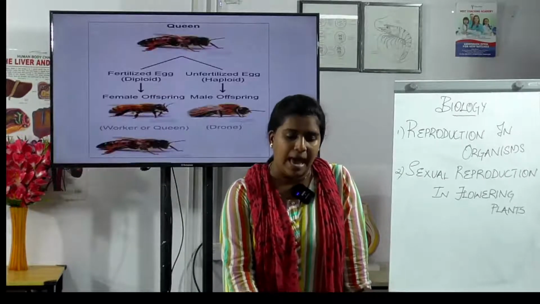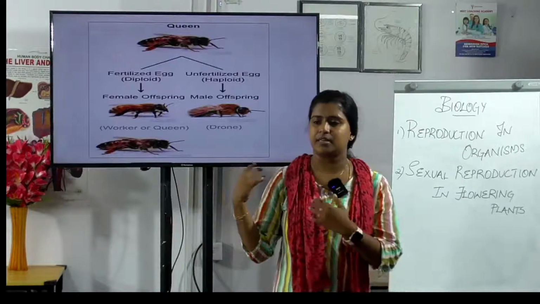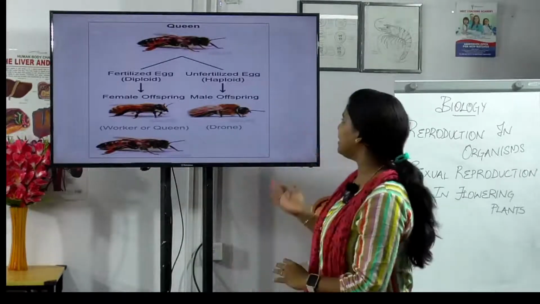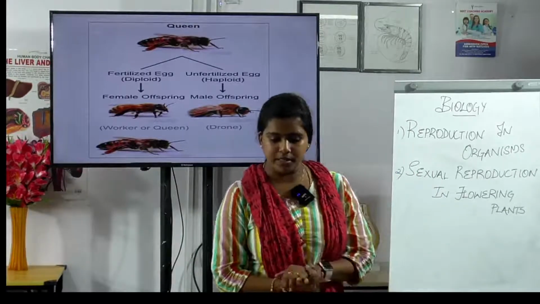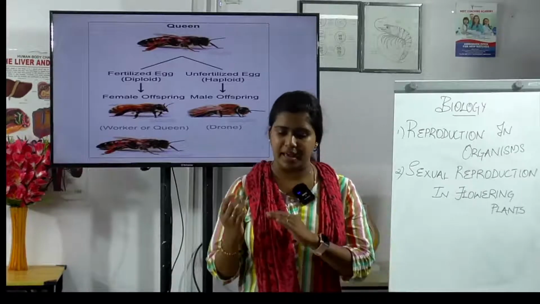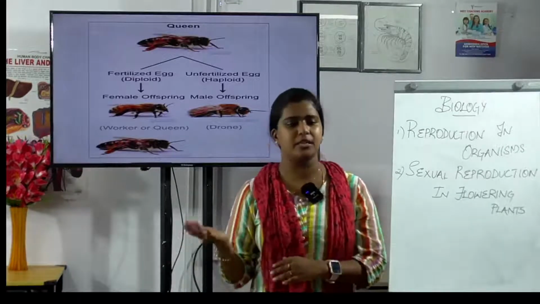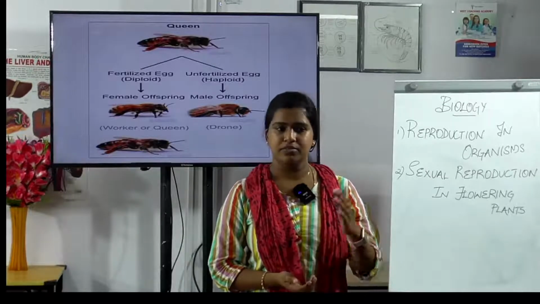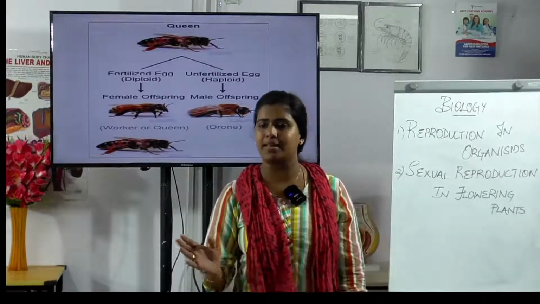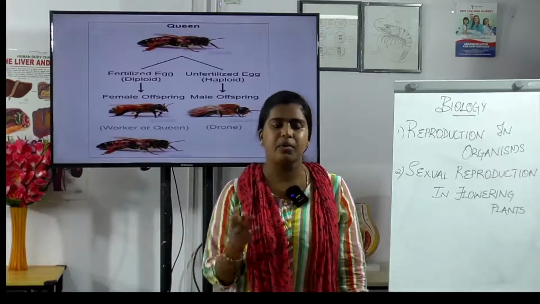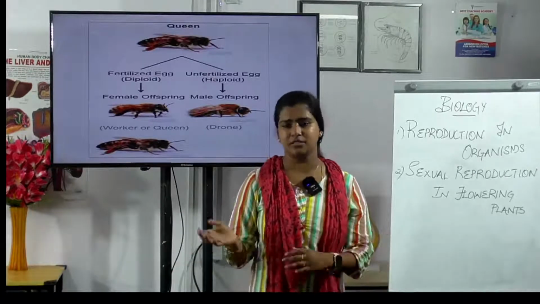And there is also another special scenario in honeybees. The fertilized eggs give rise to the queens and the worker bees, which are also female, and the unfertilized eggs give rise to the male. Unfertilized eggs give rise to only male bees.